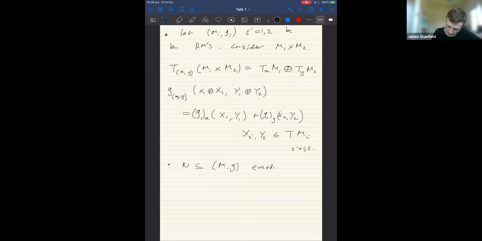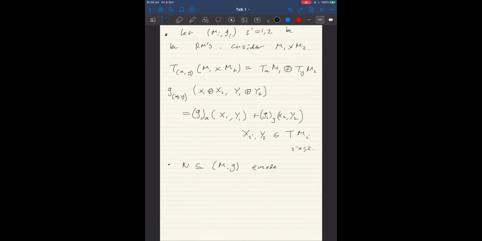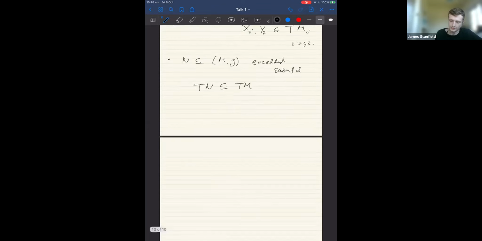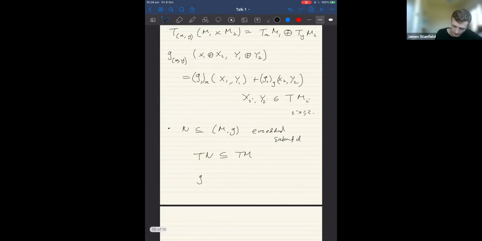So if I take an embedded submanifold, again the tangent bundle of this one is just sitting naturally inside the tangent bundle of the other one. And so we can induce a Riemannian metric by just restricting it to that. And this allows us to construct a whole bunch of manifolds.